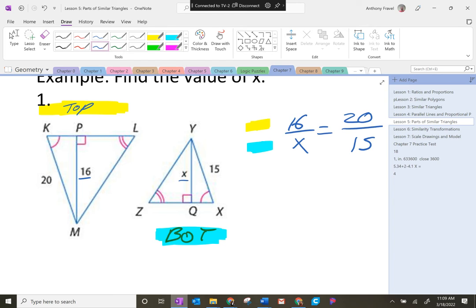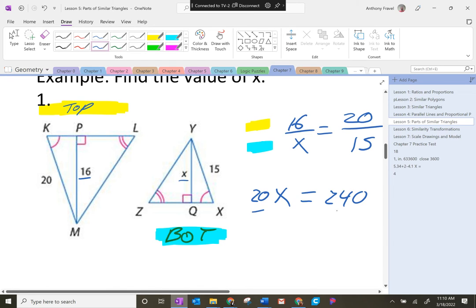So I got the cross product for that. It turns into 20x equals 16 times 15. Just did this one a little bit ago. Equals 240. Divide both sides by 20. X equals 12.